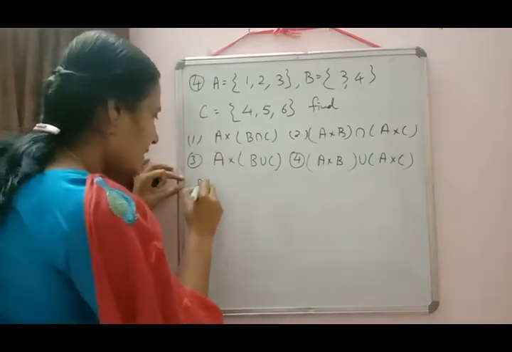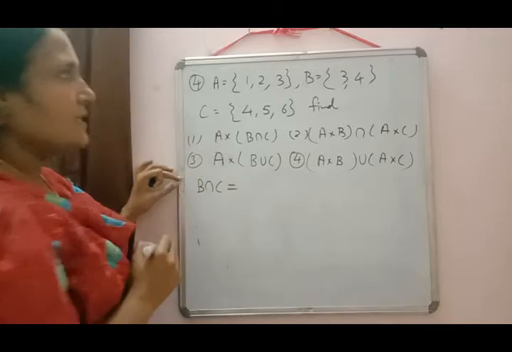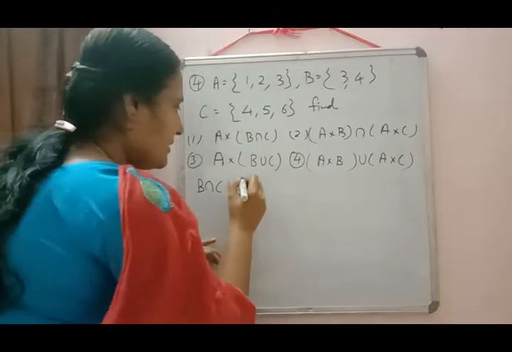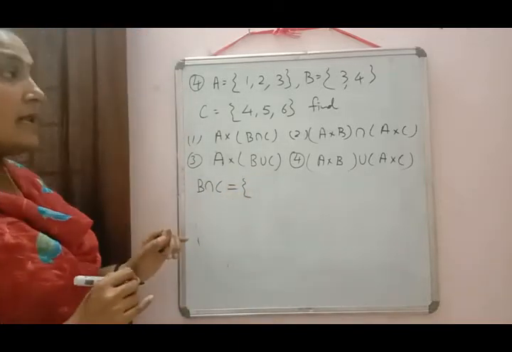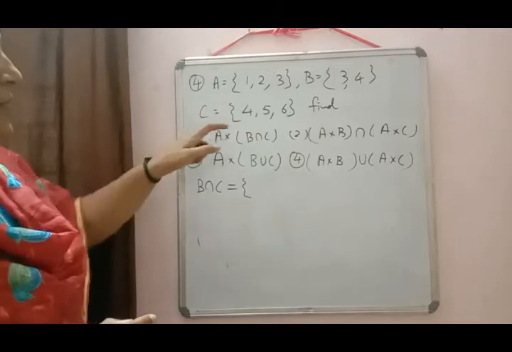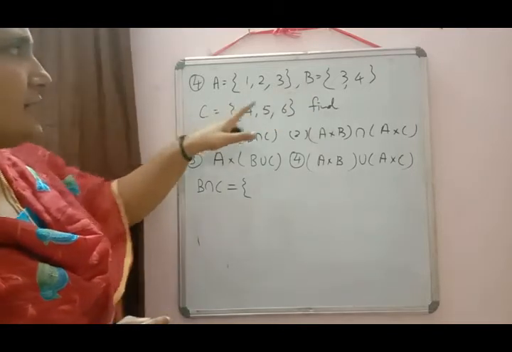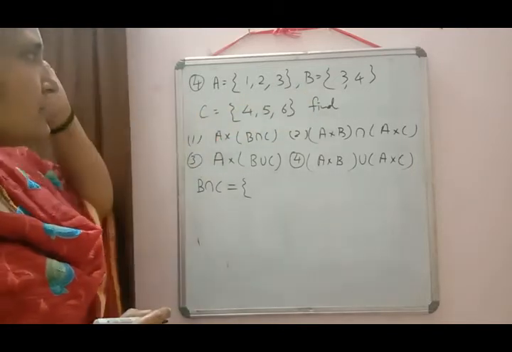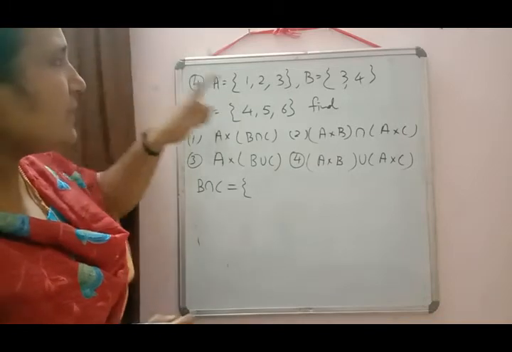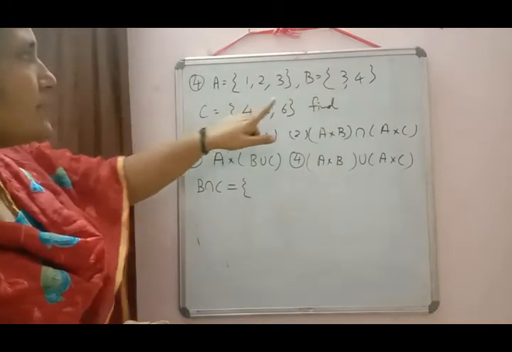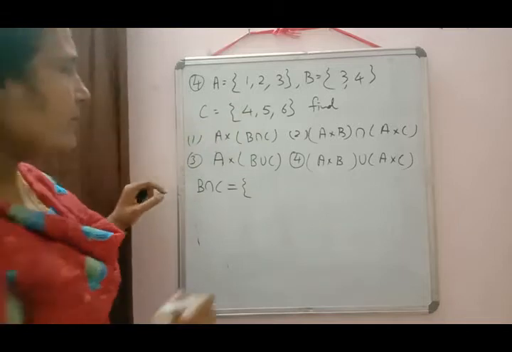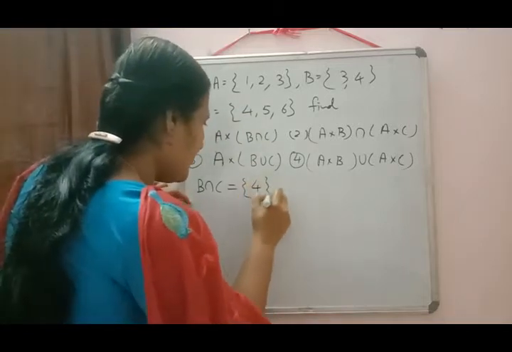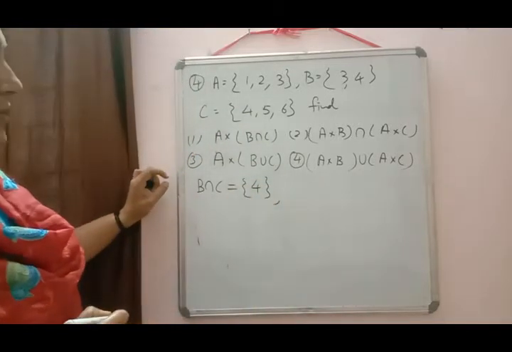So we will write here B intersection C is equal to... what do we mean by intersection? The element which is common to both B and C, which belongs to B and also belongs to C. So is there any element which is in both B and C? Yes, only 4. So we can write B intersection C is equal to {4}.